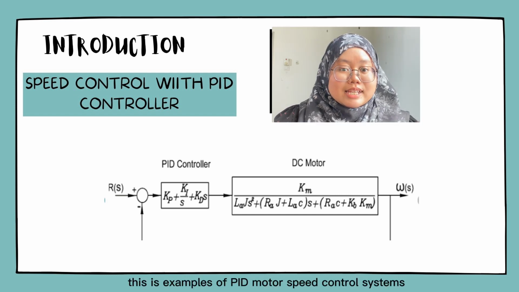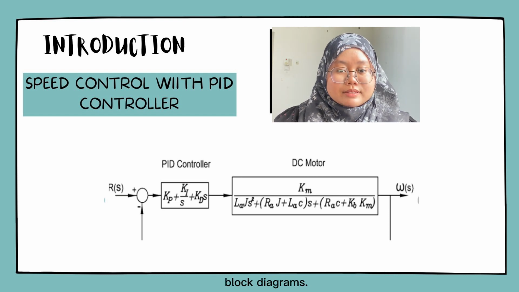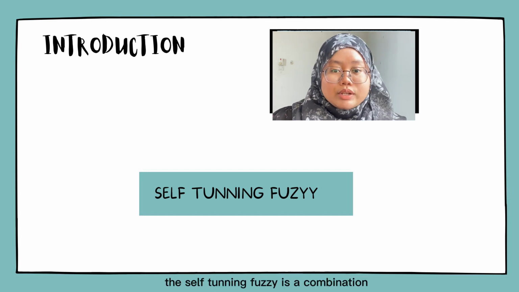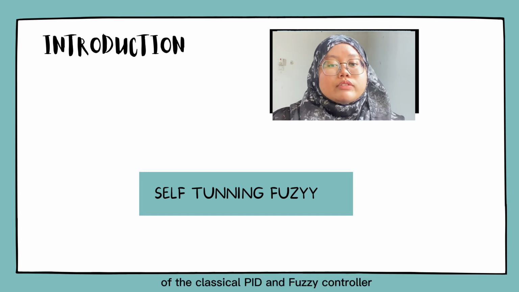It effectively enables you to provide motor speed commands rather than merely motor power directives. In this slide, these are examples of PID motor speed control system block diagrams. Next, the application used is self-tuning fuzzy. The self-tuning fuzzy is a combination of the classical PID and fuzzy controller.